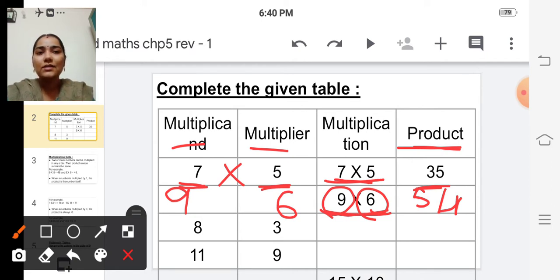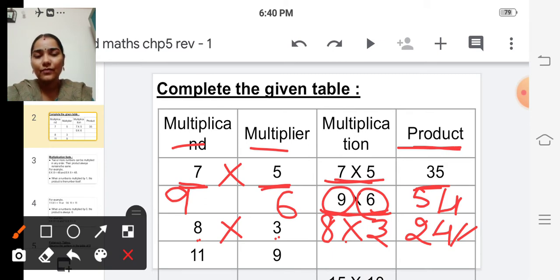The next one, they have given multiplicand and multiplier, 8 and 3. So we are going to write multiplication. How to write? 8 into 3, isn't it? So we are going to write 8 into 3. And the product is 8 3s are 24, isn't it? 8 3s are 24. So the product is 24.